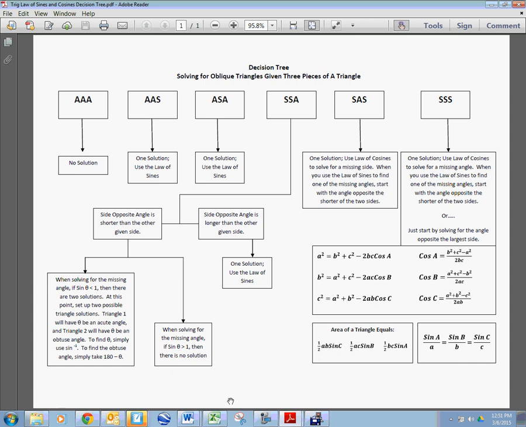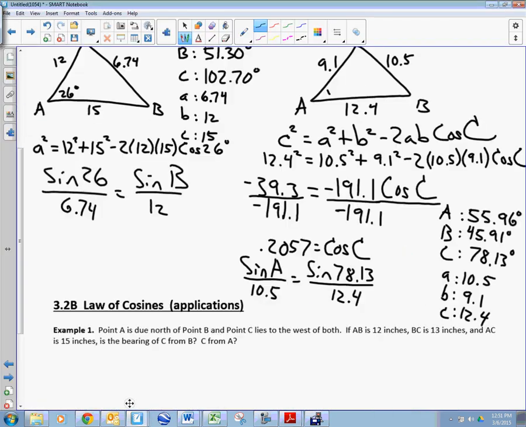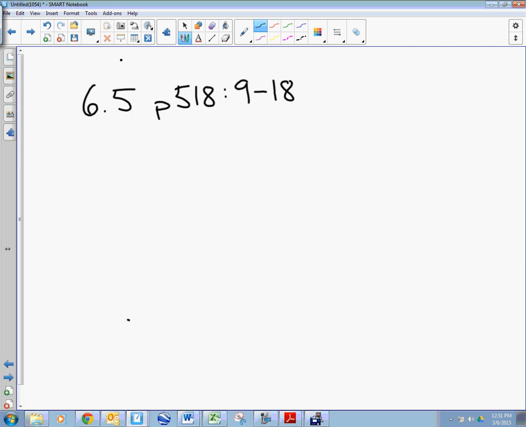So your assignment, very straightforward. We've got, whoop, that's calculus. You don't want to do that yet. Here you go. 6.5, page 518, numbers 9 through 18. That's what I gave you yesterday. I will not be here on Monday. Okay, got a meeting, and I will be back on Tuesday.